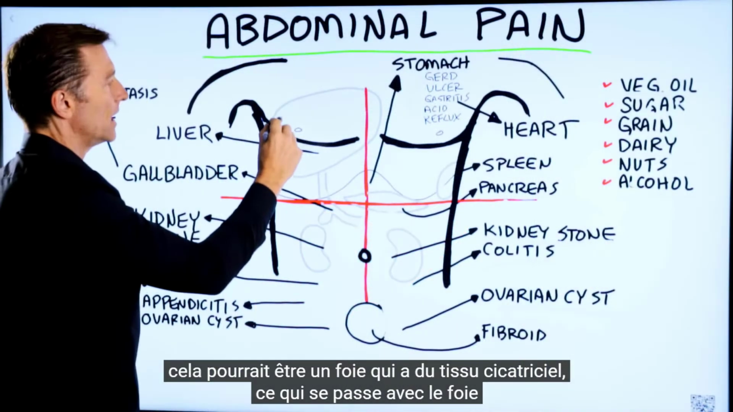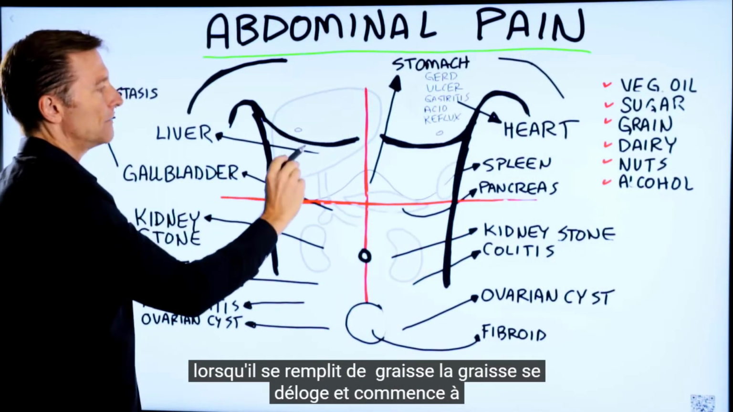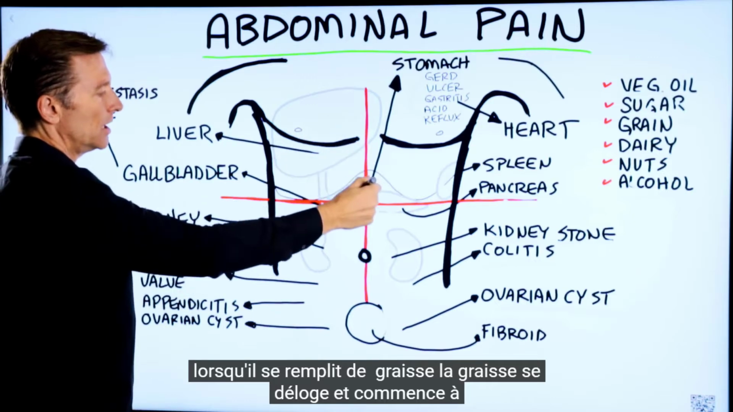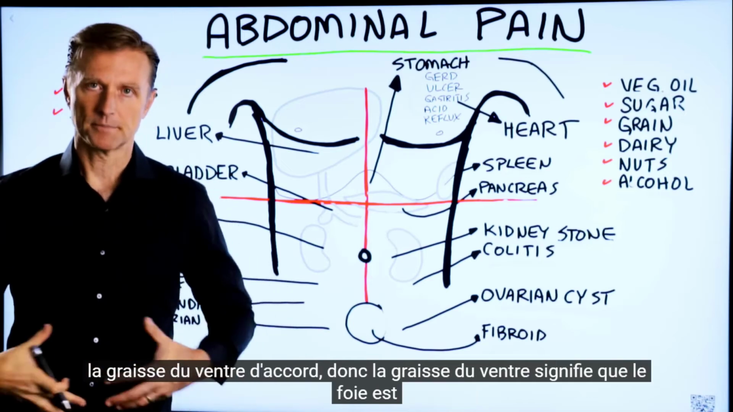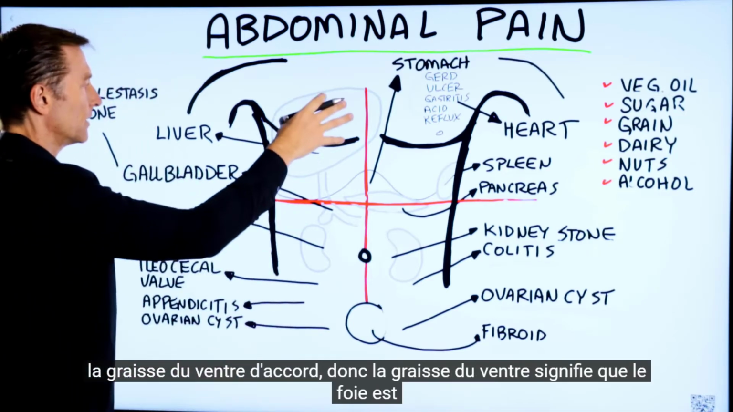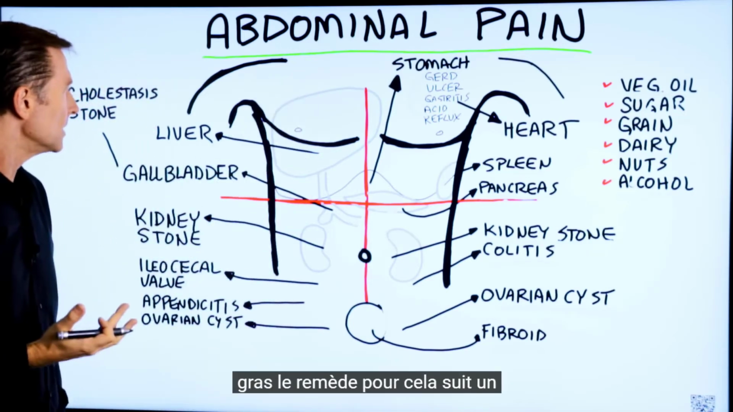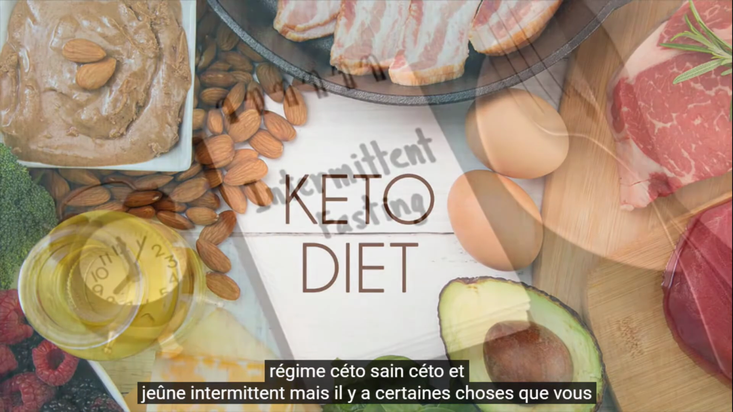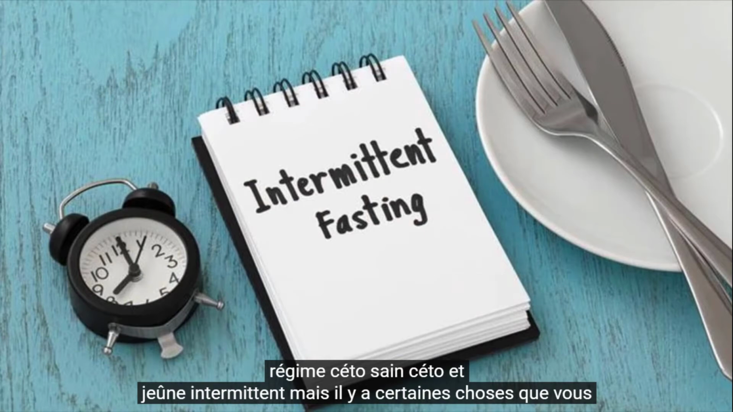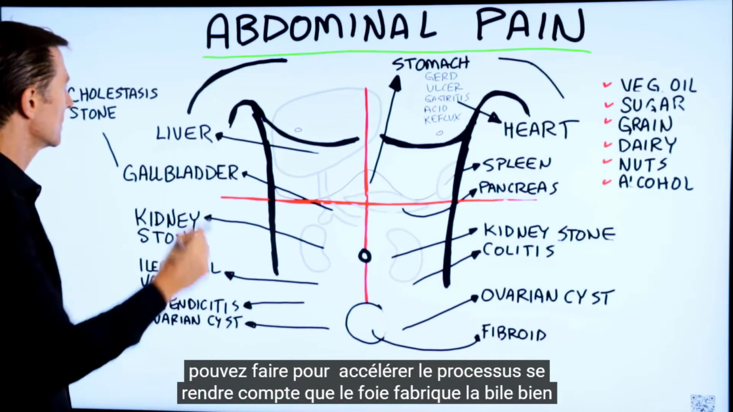What happens with the liver is, as it fills up with fat, the fat dislodges and starts to accumulate around the organs, and you start developing belly fat. So belly fat means the liver is fatty. The remedy for that is going on a keto diet, healthy keto, and intermittent fasting. But there are some things you can do to speed up the process.